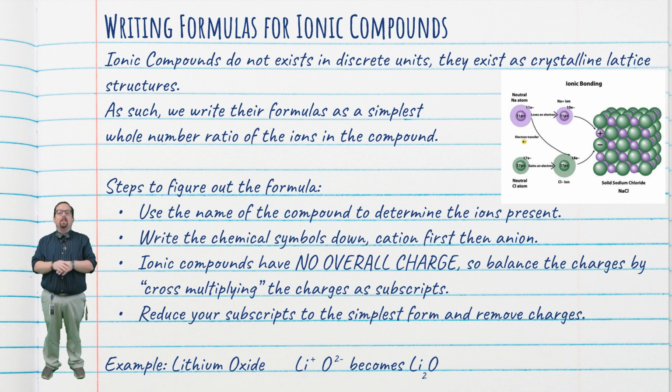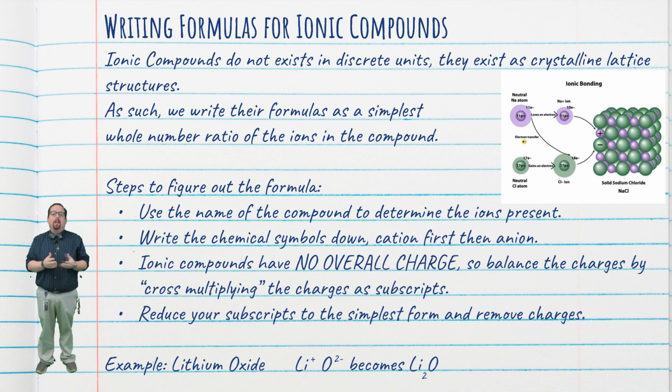Ionic compounds have no overall charge, so your goal is to get the same amount of positive charges as negative charges in your compound. The easiest way to do this is to cross-multiply your charges and write them down as subscripts on the other atom, then reduce them to the simplest whole number ratio.